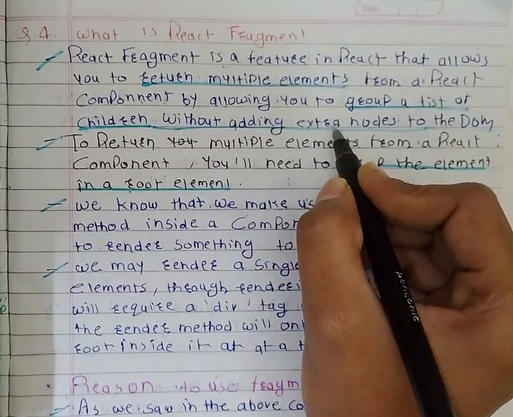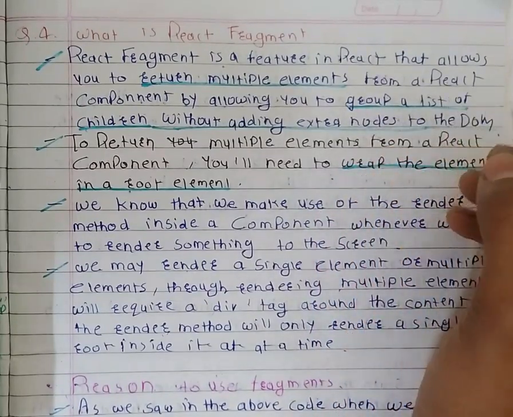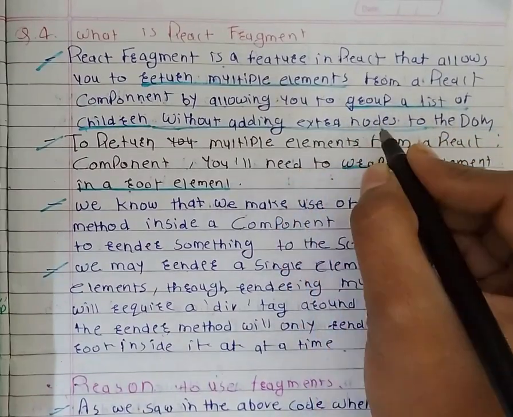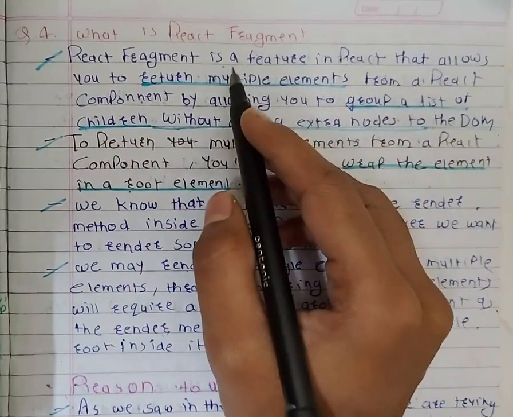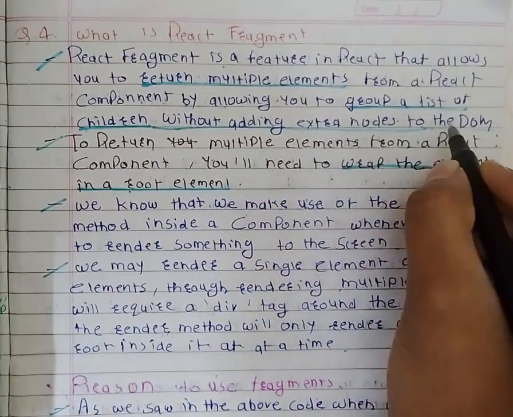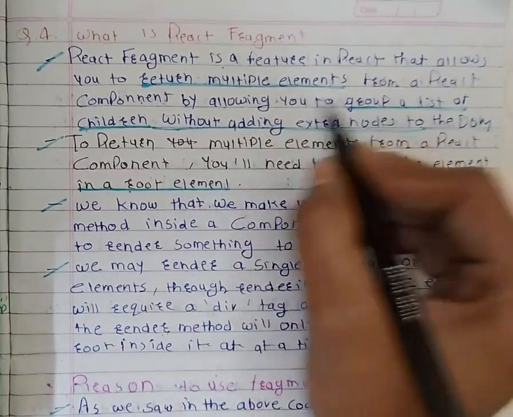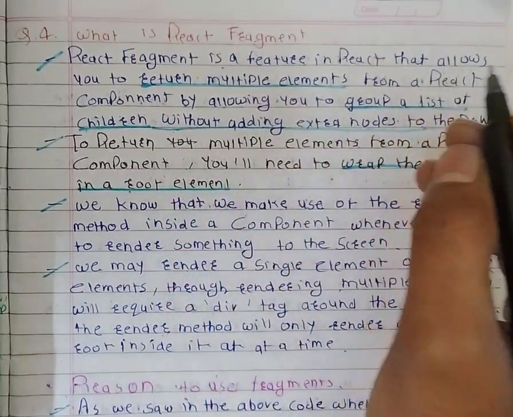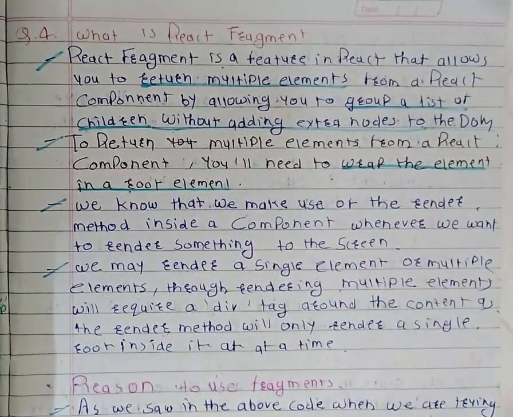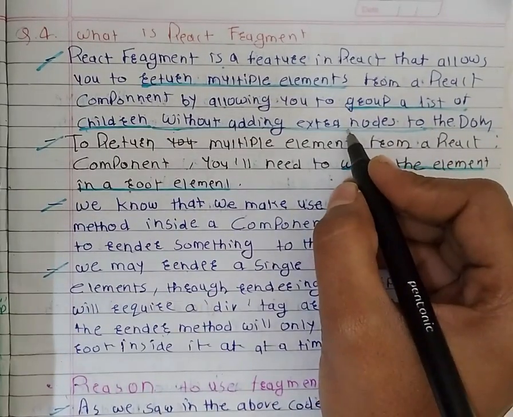We may do it with a div and add a nested div in that particular page, but it adds an extra node. So by using this React Fragment, without adding extra nodes to the DOM in our project, we can group a list of children. That makes it simpler and our application more lightweight, because it will not add a new extra node.